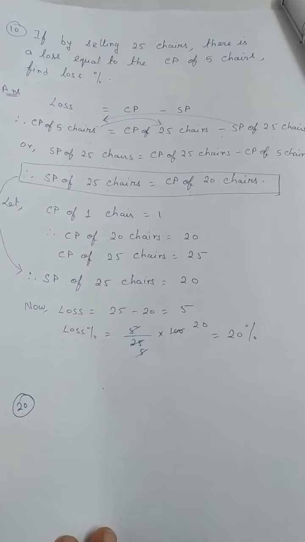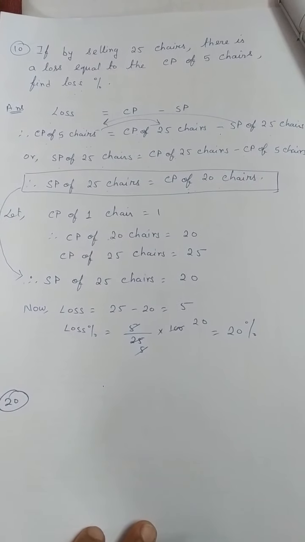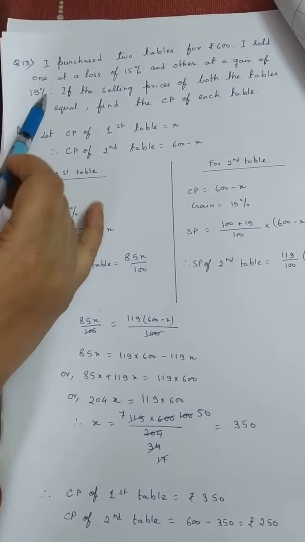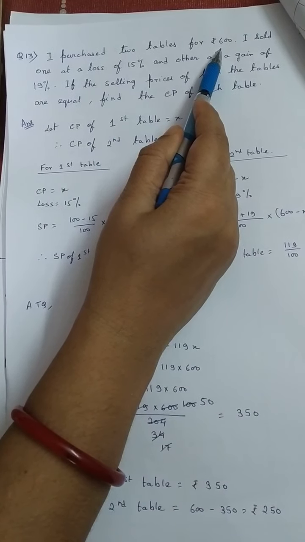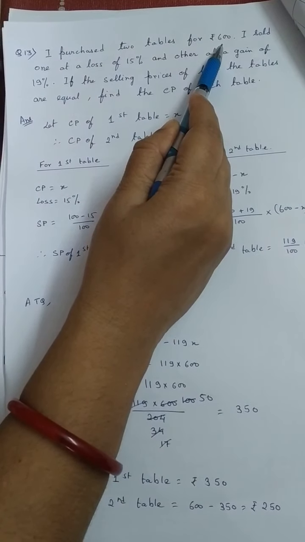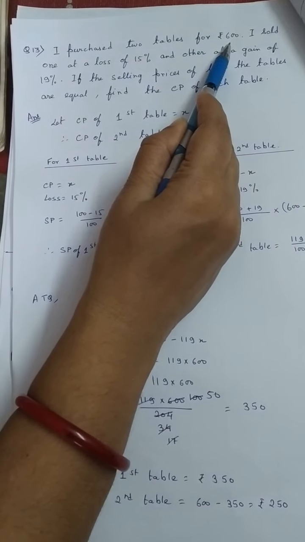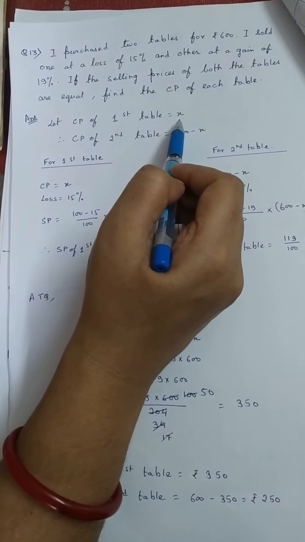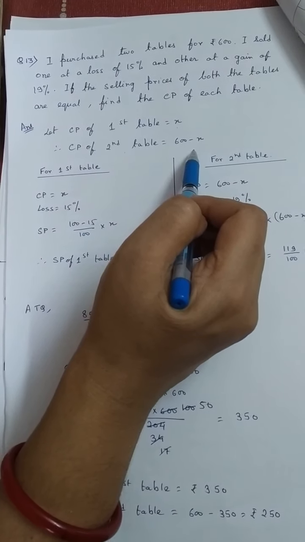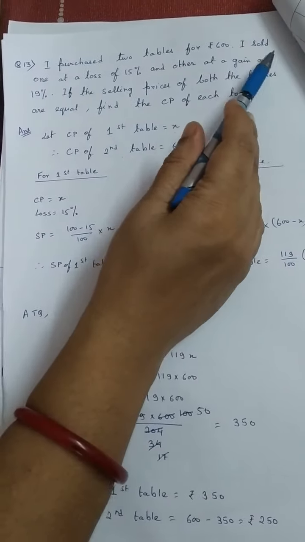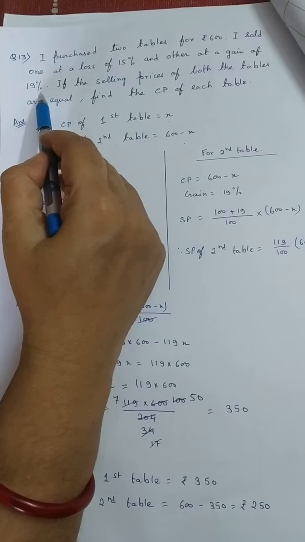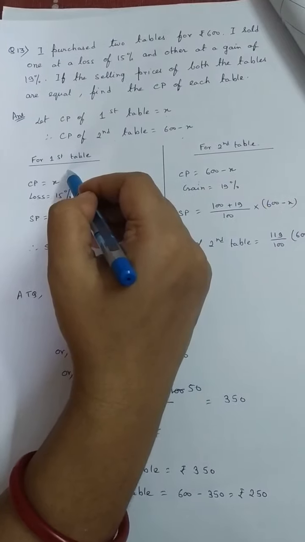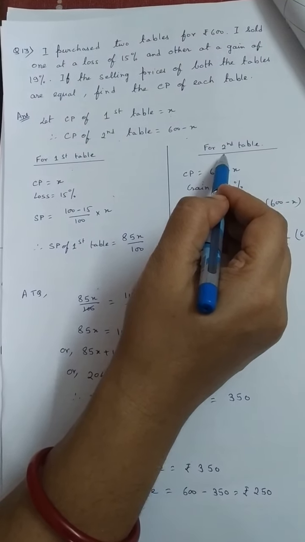Now another question. Is it clear? Now the last question. I purchased 2 tables for rupees 600. So total cost price of 2 tables is equal to 600. If cost price of first table is X, then cost price of second table is 600 minus X. I sold one at a loss of 15% and the other at a gain of 19%. Now we are making 2 columns, one for the first table, other for the second table.